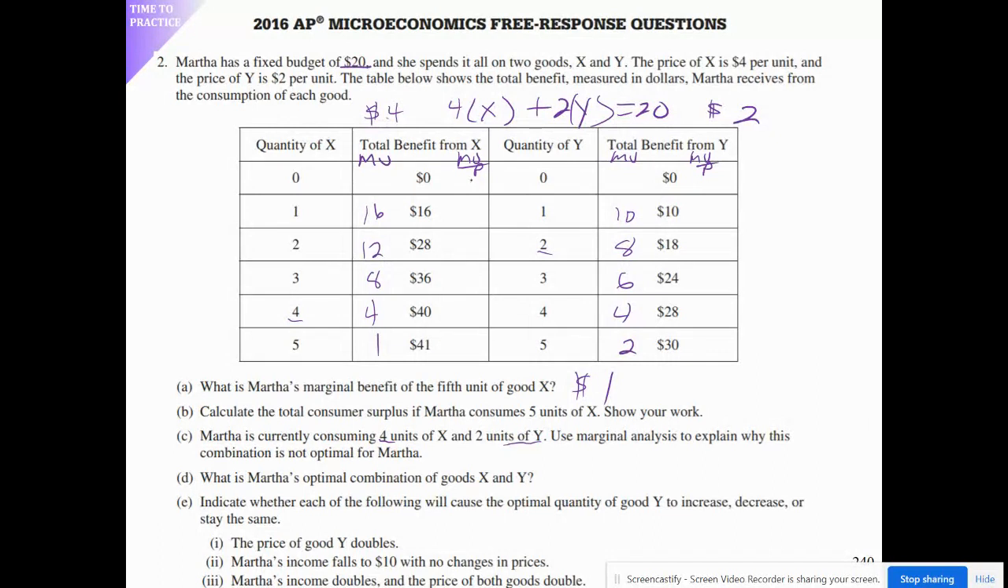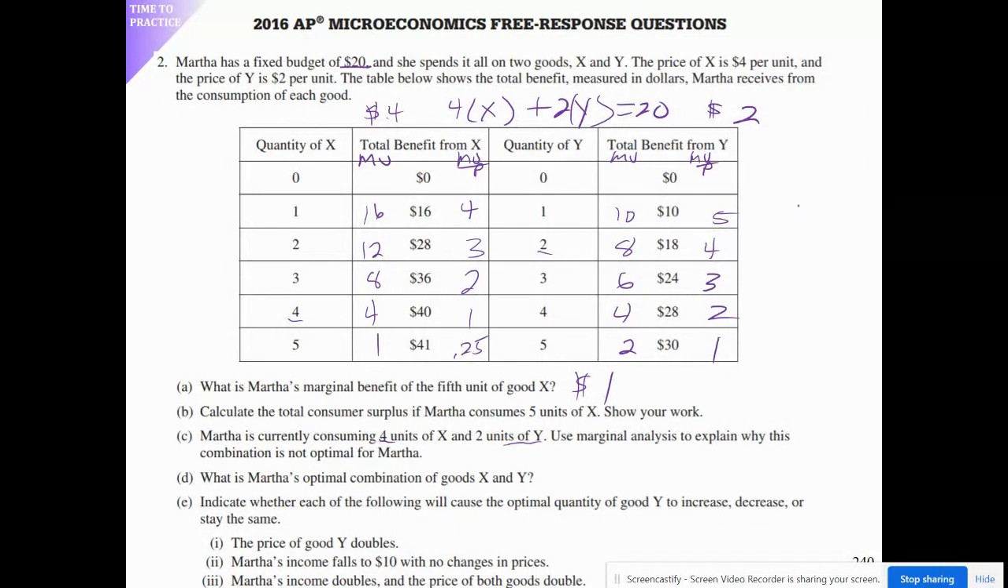Then we'd have to calculate it per dollar. So 16 divided by 4 is 4. 12 divided by 4 is 3. 8 divided by 4 is 2. 4 divided by 4 is 1. 1 divided by 4 is 0.25. Then over here, we would take 10 divided by 2 is 5. 8 divided by 2 is 4. 6 divided by 2 is 3. 4 divided by 2 is 2. And 2 divided by 2 is 1.